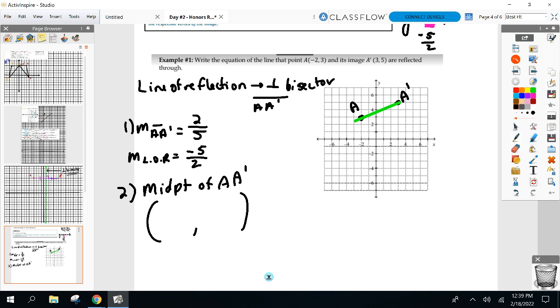X2 plus X1 over 2 and Y2 plus Y1 over 2? Let's go! There you go! Add your x's, divide by 2. Add your y's, divide by 2. So -2 plus the other x coordinate 3 divided by 2. And then your other y coordinate 3 plus 5 divided by 2. Good work!